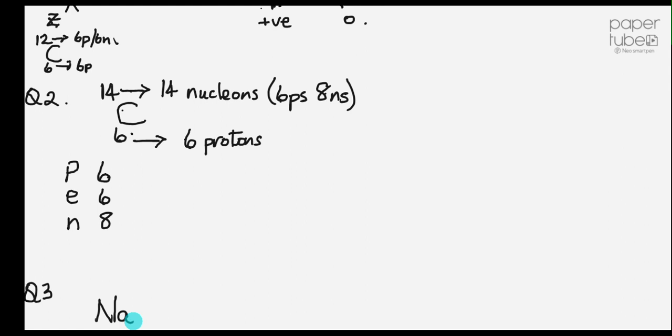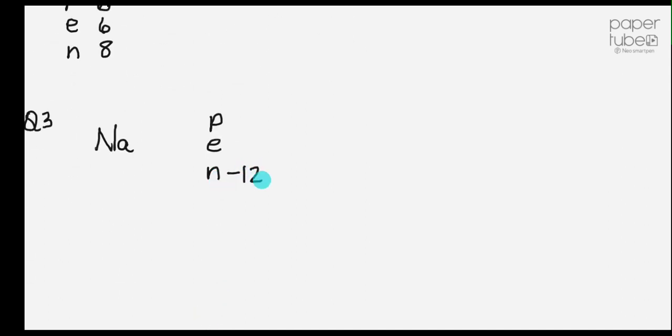In a particular sodium isotope, there are 12 neutrons. So P, E, N: I know there's 12 neutrons. In a neutral sodium atom, there are 11 orbiting electrons, so there must be 11 protons. So, can we fill in the 2 numbers?